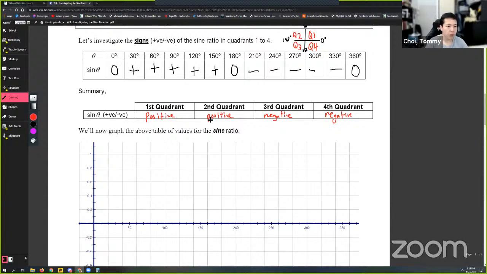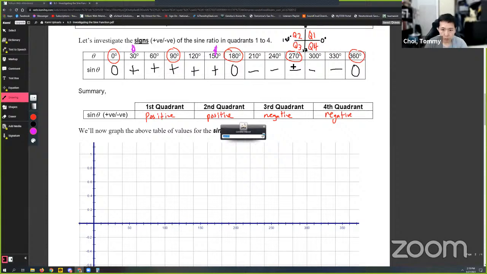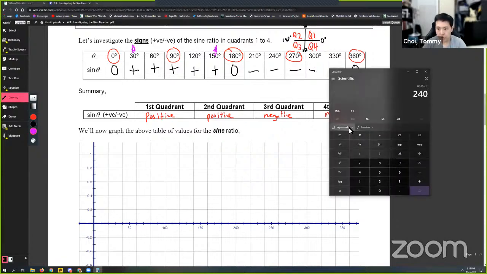Those key points are as follows. It will be 0 degrees, 90 degrees, 180 degrees, 270, and 360. Okay? Those are the important ones. And then the secondary ones would be like 30, 150, 240, I believe, and then 300. I gotta double check that. Let me just do the math here real quick. No, 210.